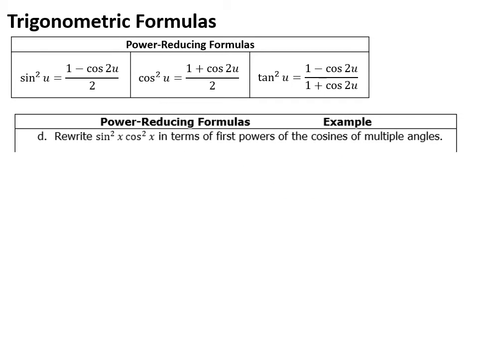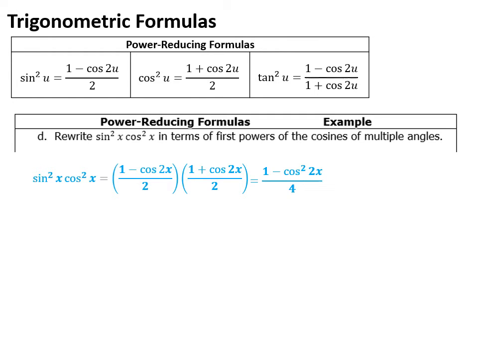Power reducing formulas, how we can reduce the powers. We want to rewrite sine squared of x, cosine squared of x in terms of first powers of the cosines of multiple angles. So sine squared is going to be 1 minus cosine of 2x over 2, and cosine squared is going to be 1 plus cosine of 2x over 2.